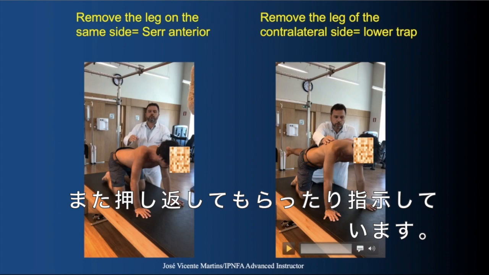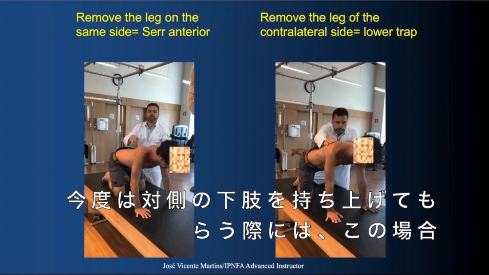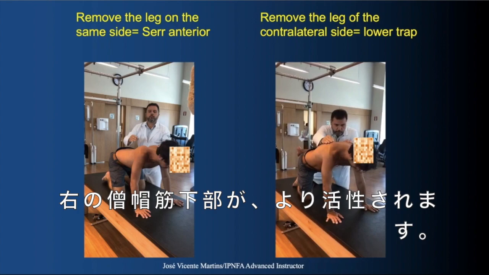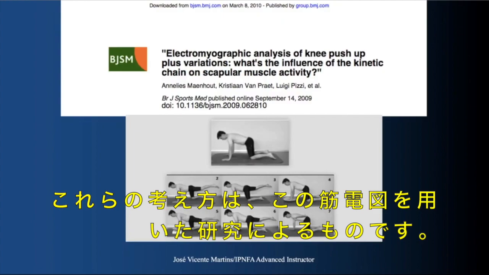And when we ask the patient to remove the opposite leg, the contralateral leg, we emphasize here on the right side, the lower trap. So, this is the explanation. It's coming from this article. They could check this with EMG.